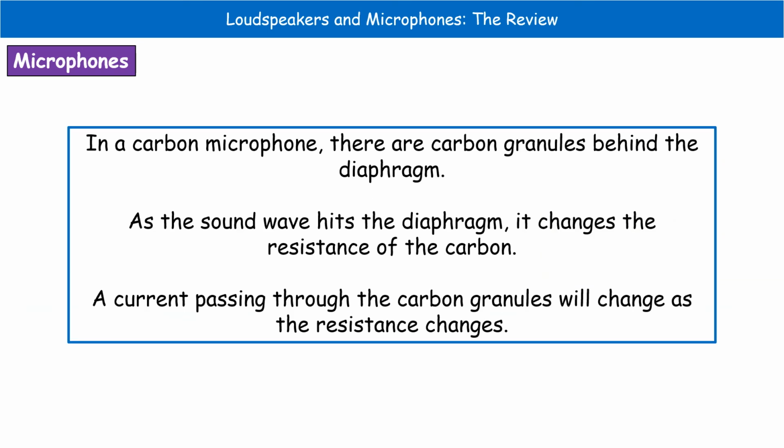The second type of microphone we have is a carbon microphone, and these ones have carbon granules behind the diaphragm instead of that coil. So as that sound wave hits the diaphragm, it changes the resistance of the carbon, and therefore the current passing through those carbon granules changes because our resistance changes.